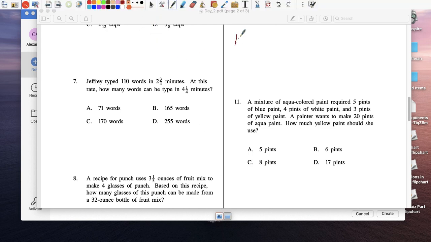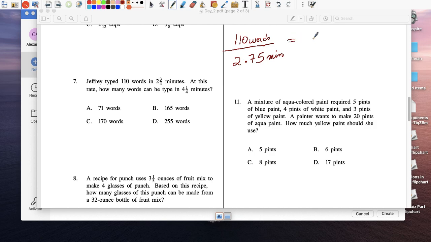Jeffrey typed 110 words in 2 3/4 of a minute. Now, if you don't like that and you want to put that as a decimal, you can. Right, for this one, I will.